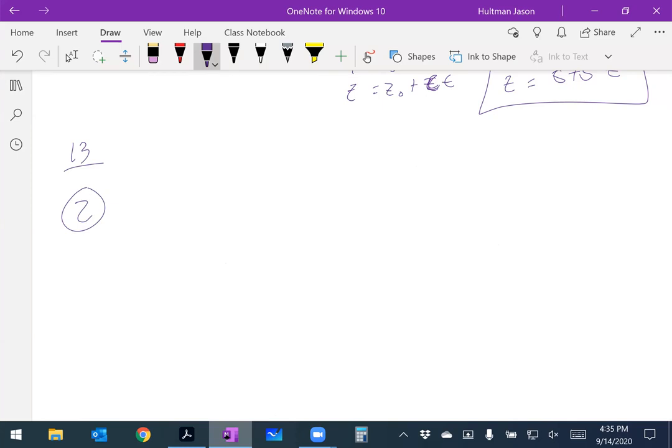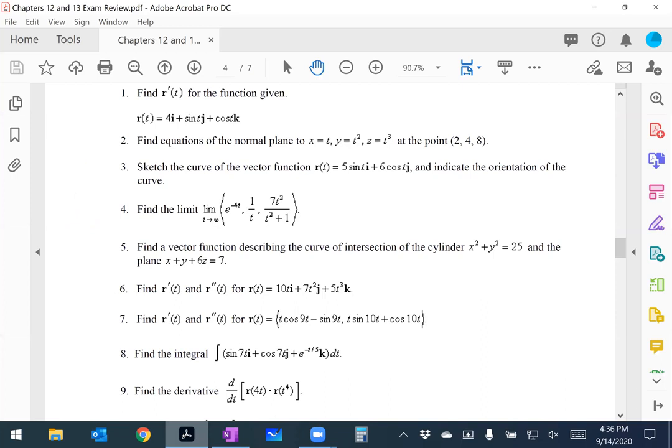Okay, so we have r of t equal to t, t squared, and t cubed, at the point 2, 4, 8. We want the equation of the normal plane.